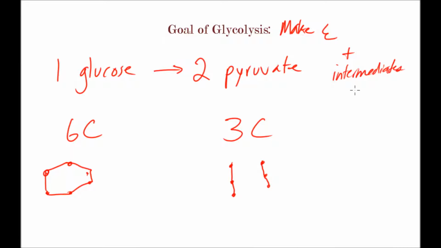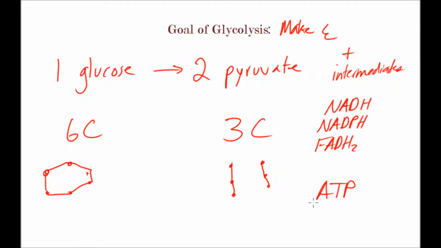Now, what are these intermediates? Well, they're energy carriers. They're going to be molecules like NADH, NADPH, FADH2, stuff like this, where we're going to be storing electrons. We're going to be making these molecules that'll store electrons, store energy, and then that energy can be harnessed later on down the road in the electron transport chain to eventually make ATP.